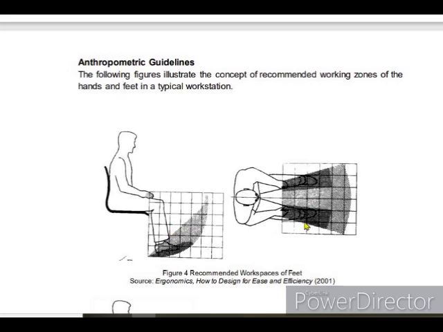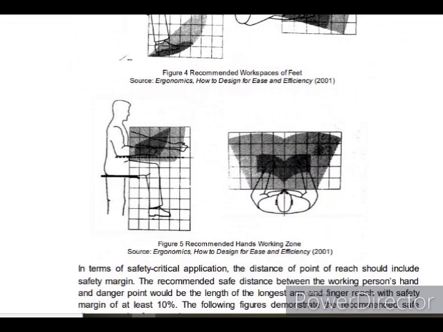So this is the side view first. Next, the upper view. Figure 4, recommended workspaces of feet. Those are recommended workspaces of feet, so they have enough spaces. Next, figure 5, recommended hands working zone. You can see that this is the side view of it, then this is the top view. This zone permits the free movement of the hands, and of course the easy reach of the things that the user may need.